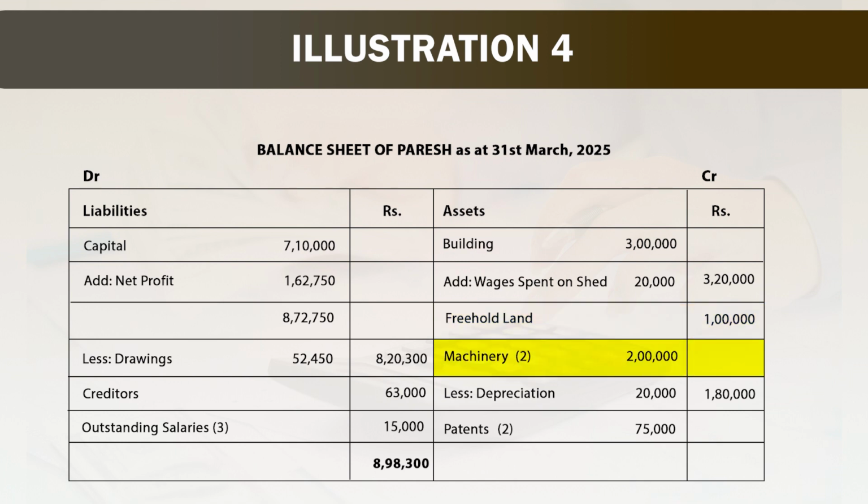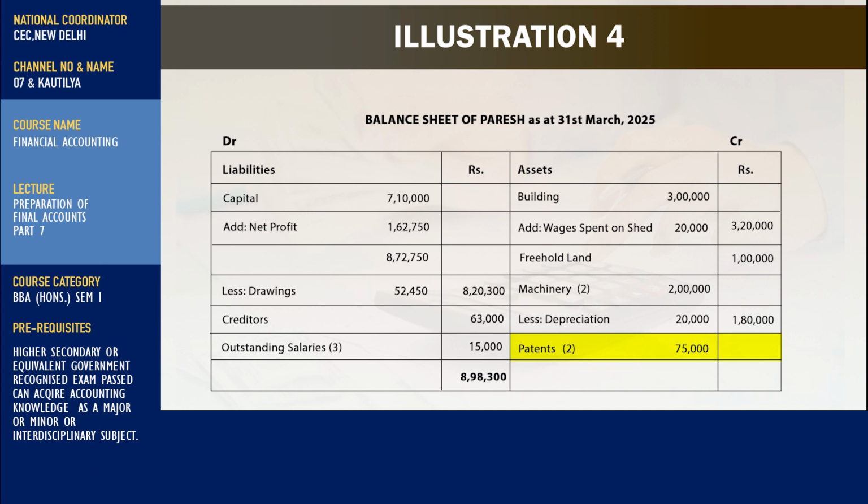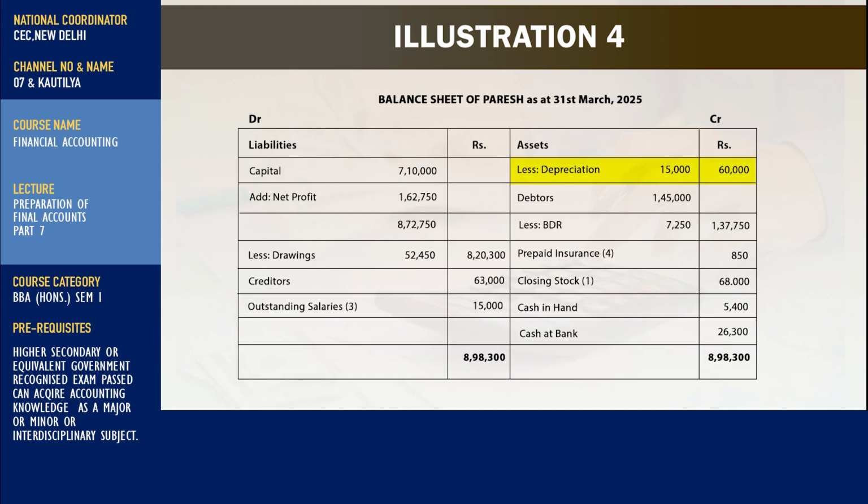Machinery, refer adjustment number 2, we have of rupees 2 lakh and depreciation we have calculated 20,000 at the rate of 10%. So, net amount appeared, that is 1,80,000. Then patents are given to us of 75,000, refer your adjustment number 2, we have deducted depreciation of 15,000 at the rate of 20%, the net amount comes to 60,000.